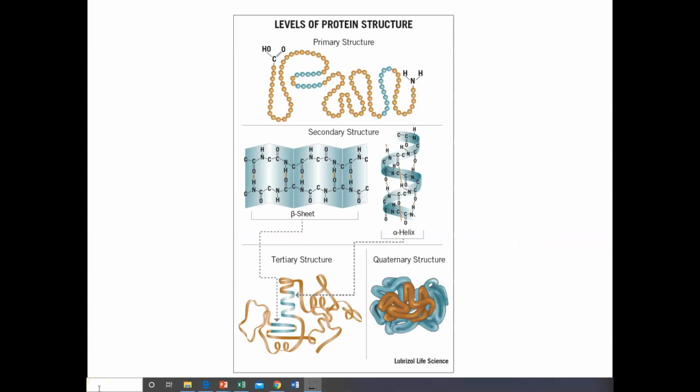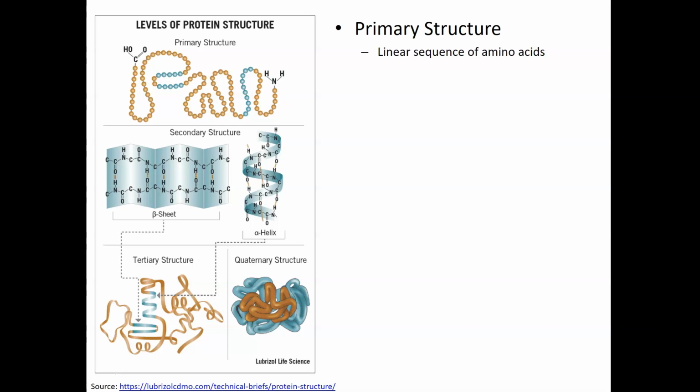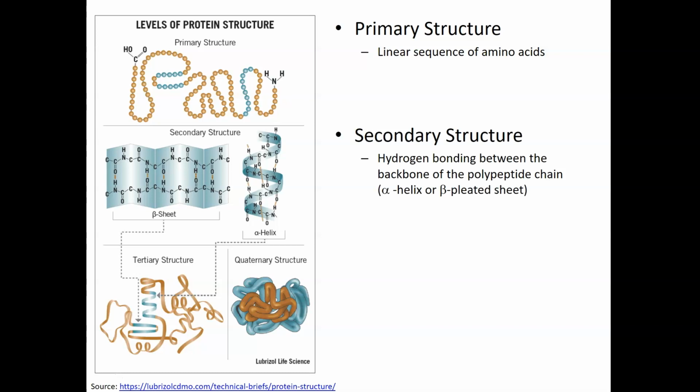The four levels of protein structure are known as primary, secondary, tertiary, and quaternary. The primary structure is known as our linear sequence of amino acids. Secondary structure is determined by the hydrogen bonding between the backbone of the polypeptide chain. And we get two predominant conformations, either an alpha helix or a beta pleated sheet.